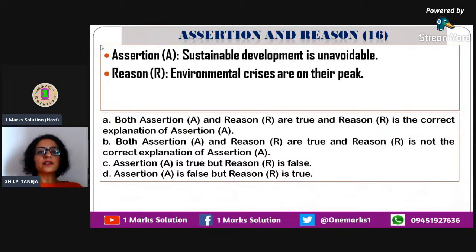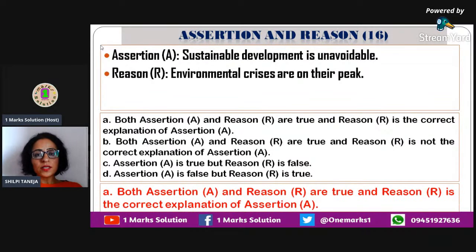Next question says sustainable development is unavoidable. We cannot avoid it, because then what the future generations are going to use, they will not be having the enough or sufficient resources to survive in the economy, in the environment, right? Reason says environmental crises are on their peak.